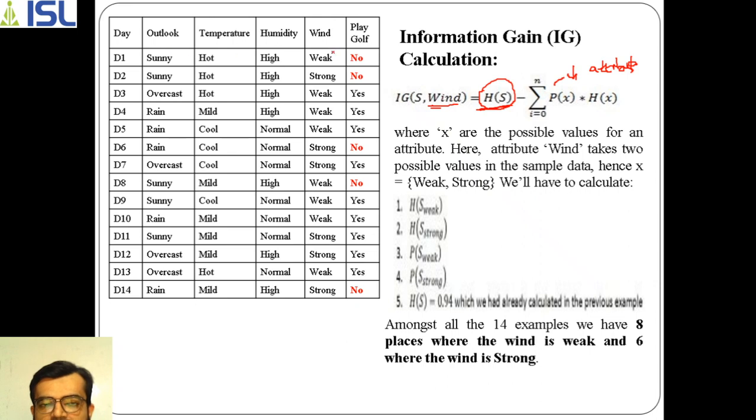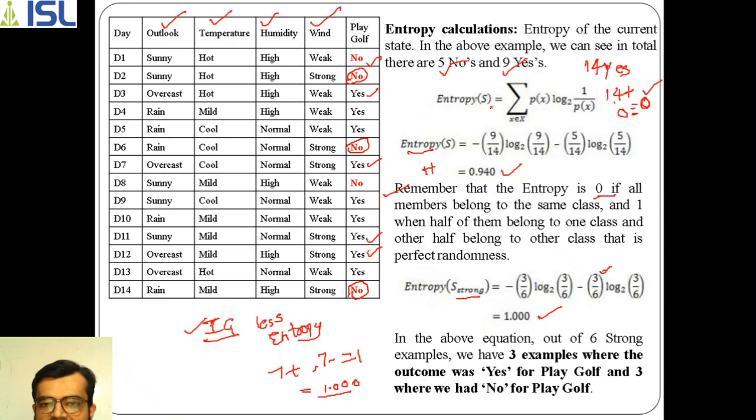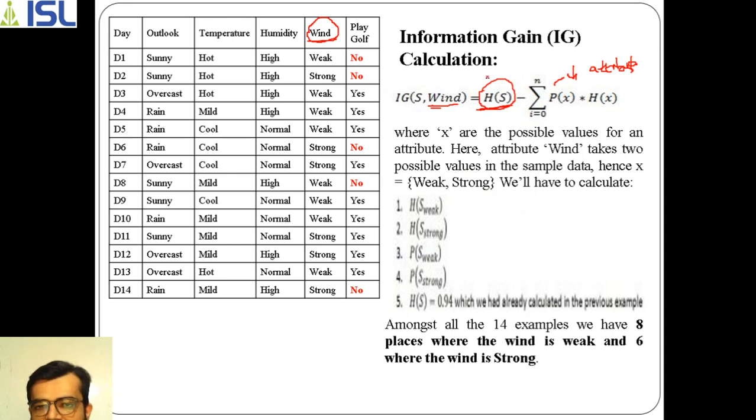Okay, information gain for wind. If I want to calculate information gain for wind, what do I have to calculate? First I need to calculate the entropy of the complete data set, which is H of S. We have already calculated this: entropy of S is 0.940.